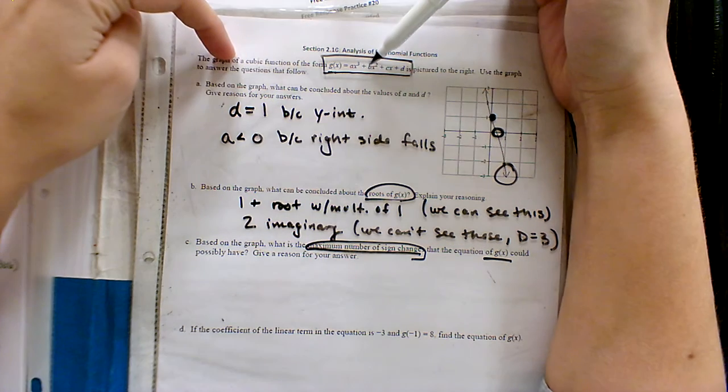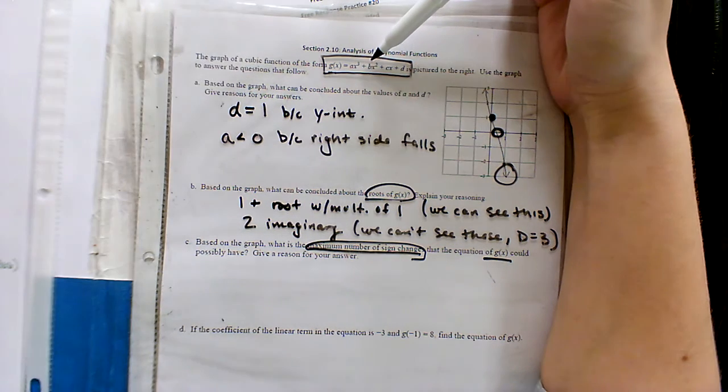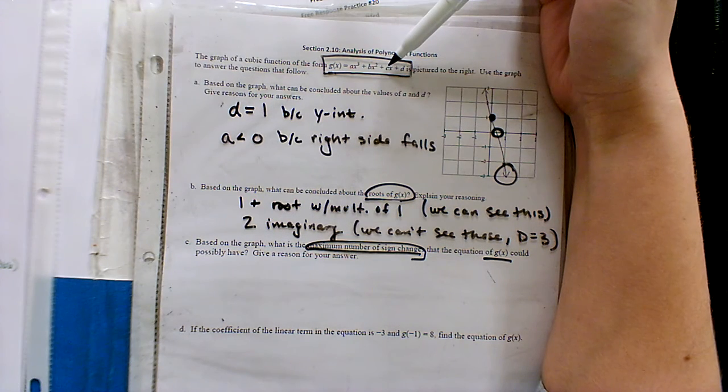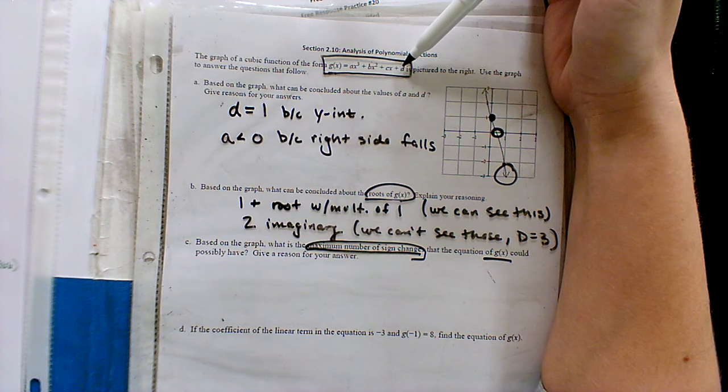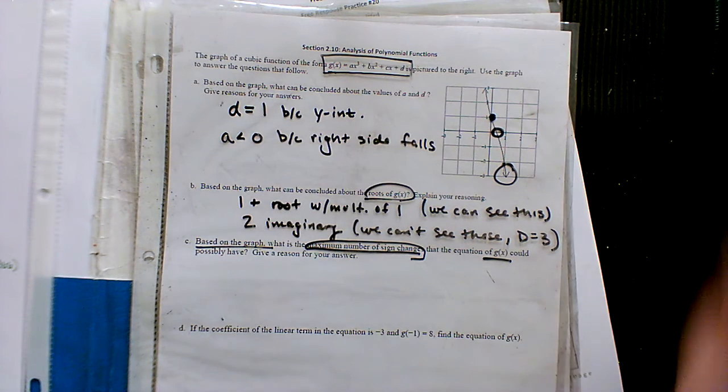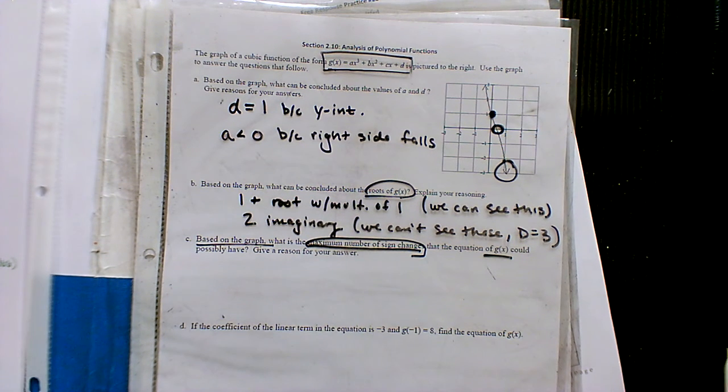So this would be negative to positive, which would be 1, positive to negative, which would be 2, and then negative to positive, which would be 3. So if we look at the equation, I know it says based off the graph, we'll talk about that in a second. But based off the equation, if those are the only terms we have, the maximum possibility would be 3.